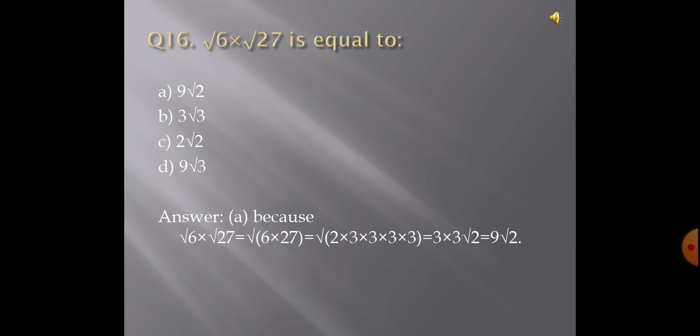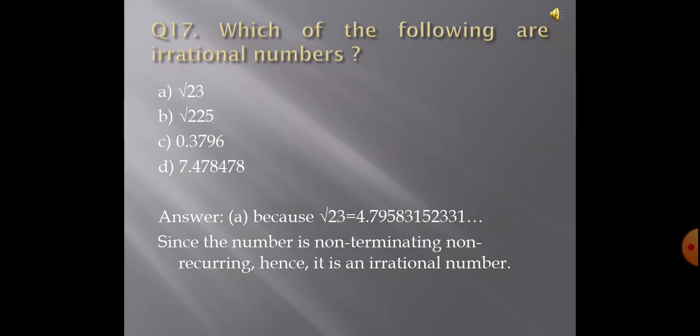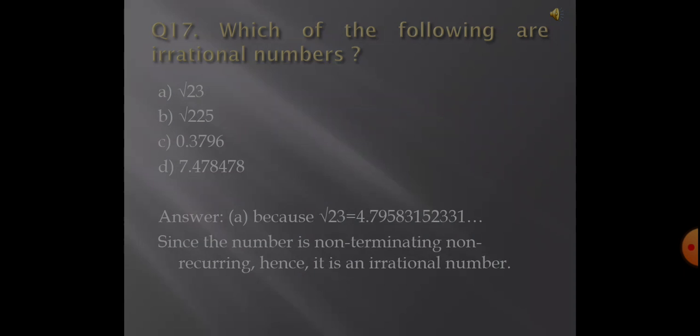Question number 16. Root 6 multiplied by root 27 is equals to. Now again you have to solve it, and I've also added the calculation part below. Question number 17. Which of the following are irrational? Again, but I think that this question is a little bit complicated, might be complicated for some of you. That's why I've added the explanation in this question. If you are not able to do this, please watch the explanation.